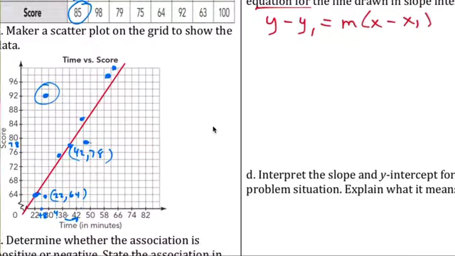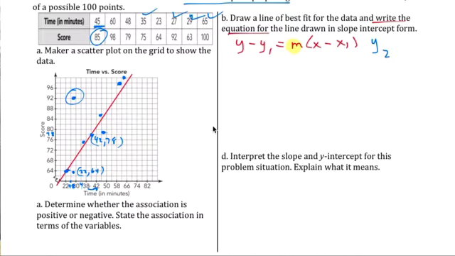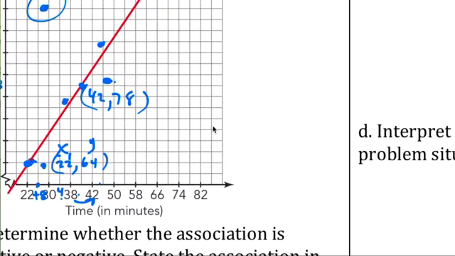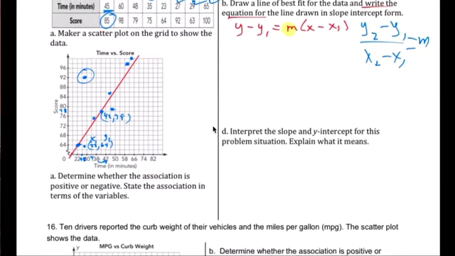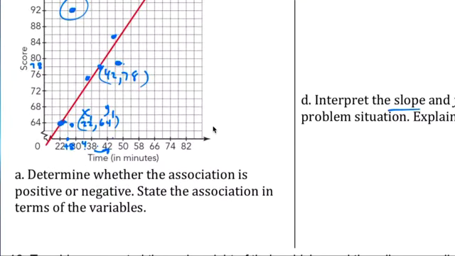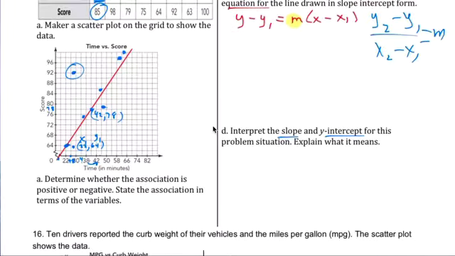Find the slope first. Slope is y sub 2 minus y sub 1 over x sub 2 minus x sub 1. Put the points in there. X sub 1 is this one, y sub 1 is this one. And you solve it. Interpret what the slope means and what the y-intercept means. The y-intercept is: if they did 0 minutes of studying, what would their score be?